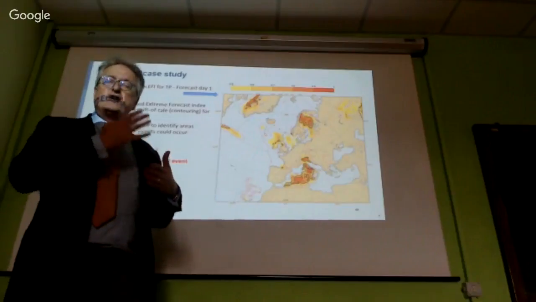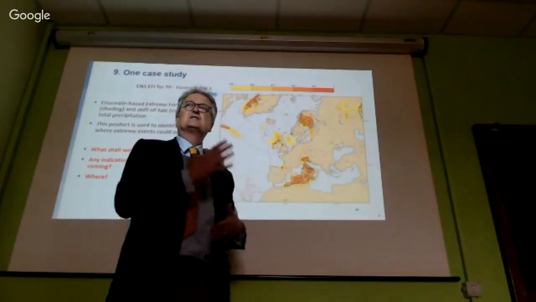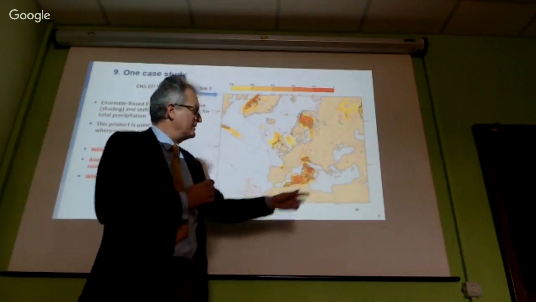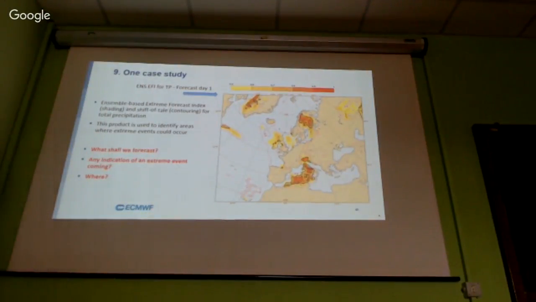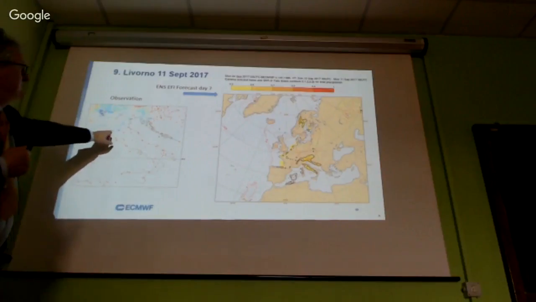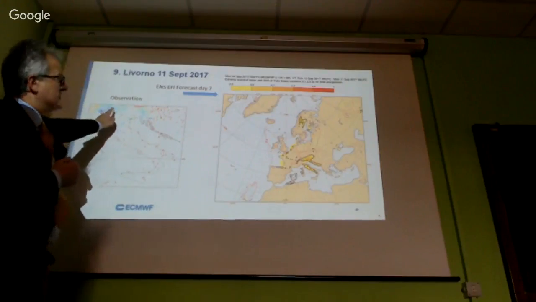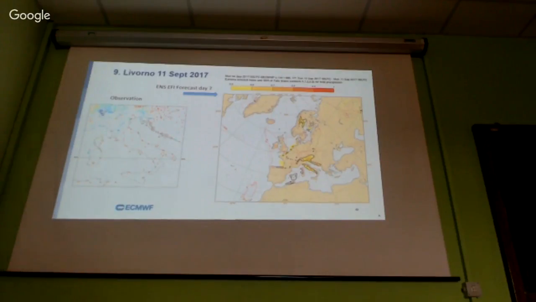Even at day 1, we don't know for sure where, but we know that if we are an Italian forecaster, we might expect an extreme event along the western coast, from, say, Tuscany down to the end of Campania, maybe in the northeastern part of Italy. This was the case of the flood of Livorno, 152 millimeters of rain. There was high precipitation also in another part. This is a map of the observed precipitation.